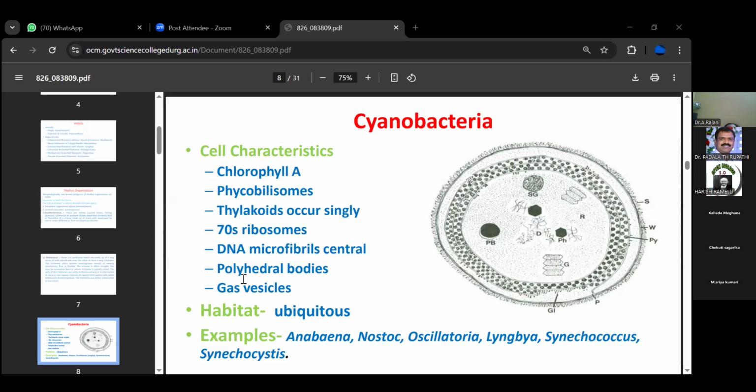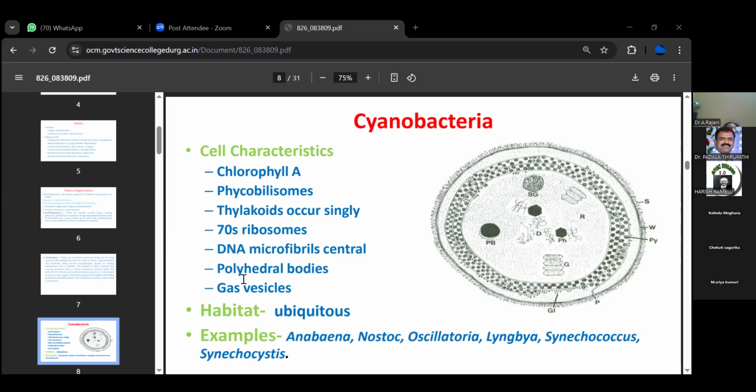The cell wall is 4-layered, with the peptidoglycan present in the second layer. The gas vacuoles are very common in planktonic forms. They are vesicles filled with gas and bounded by a single membrane.